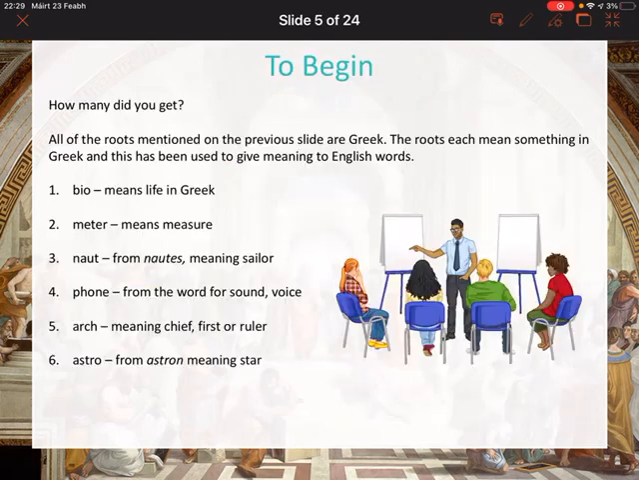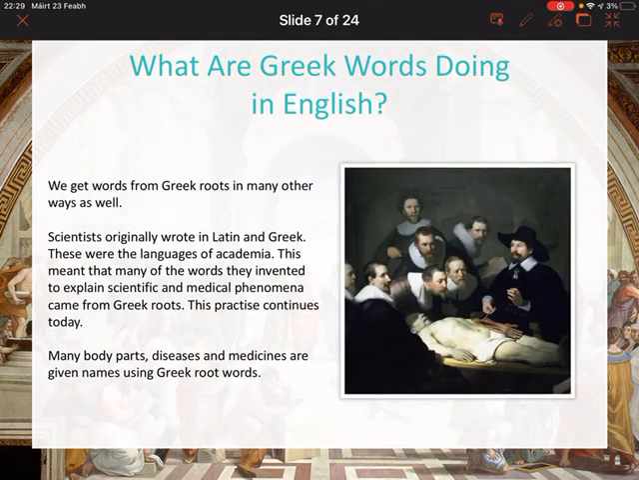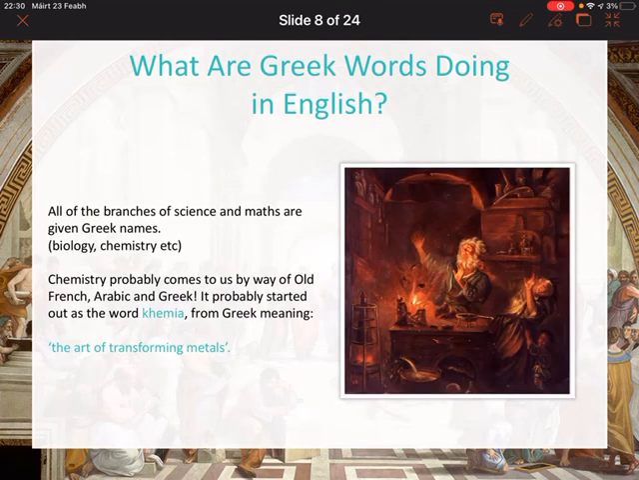Okay, so we get words from Greek roots in many other ways as well. Scientists originally wrote in Latin and Greek, and these were the languages of academia. This meant that many of the words were invented to explain scientific and medical phenomena through Greek roots. This practice continues today. So many parts of the body, diseases, and medicines are given names using Greek root words.